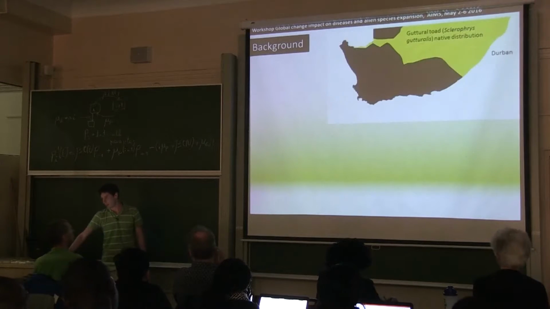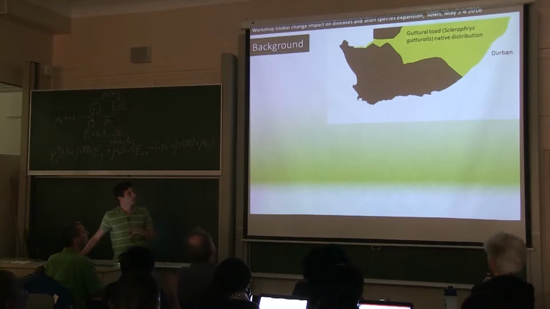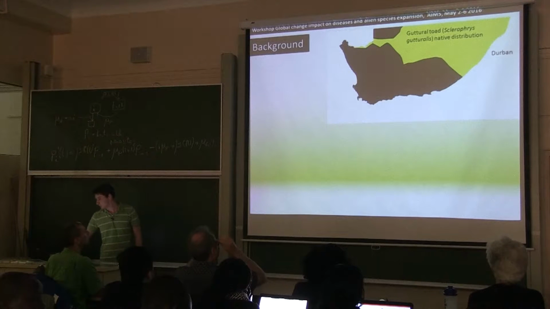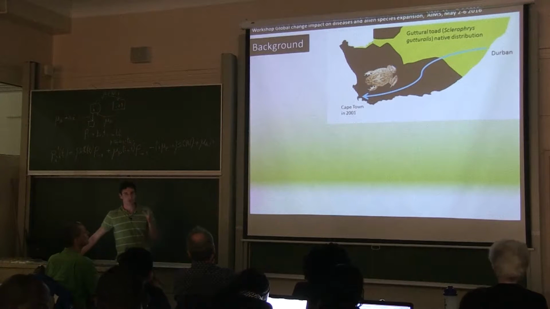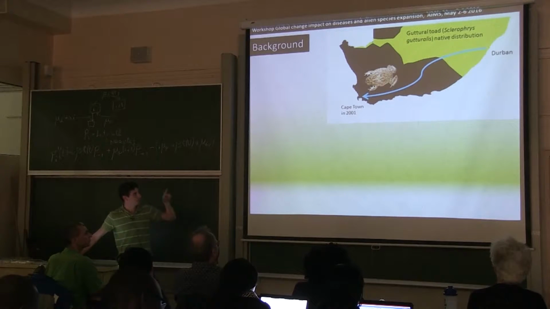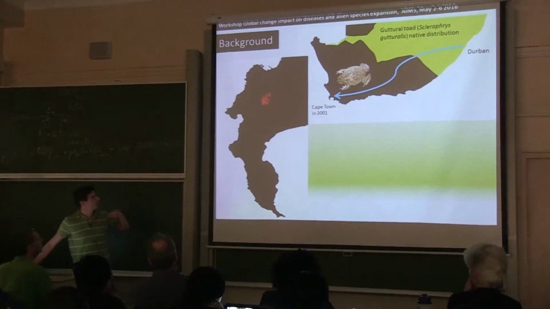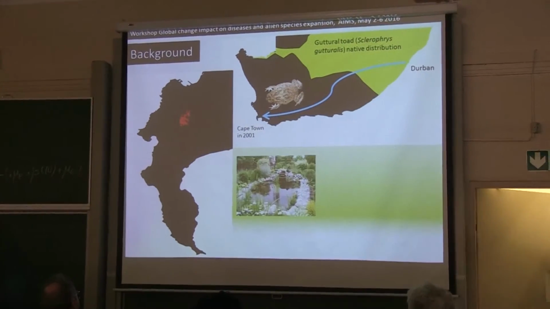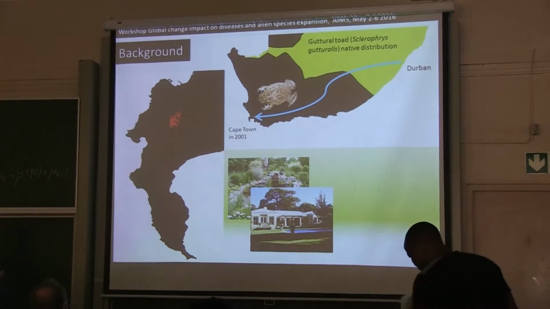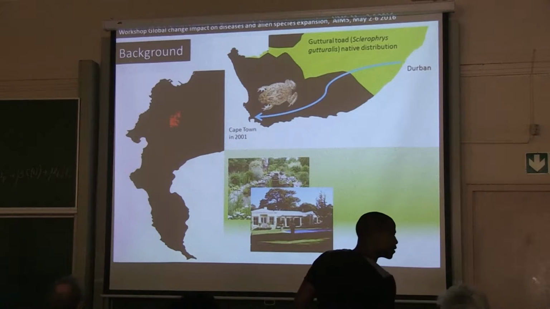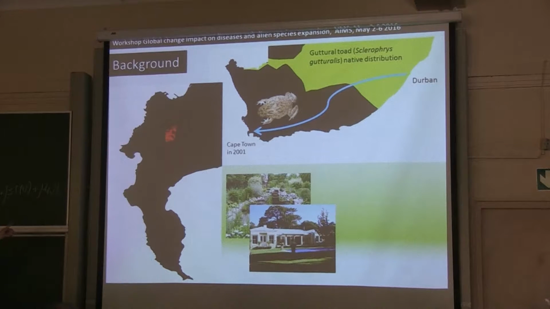So now just a little bit of background. The guttural toad Sclerophrys gutturalis is native in South Africa, as you can see from the distribution map, but is not native in the Western Cape. Unfortunately, in 2001, we observed for the first time some guttural toads in Cape Town, and more specifically in a suburb called Constantia that is characterized by many private properties with garden ponds.